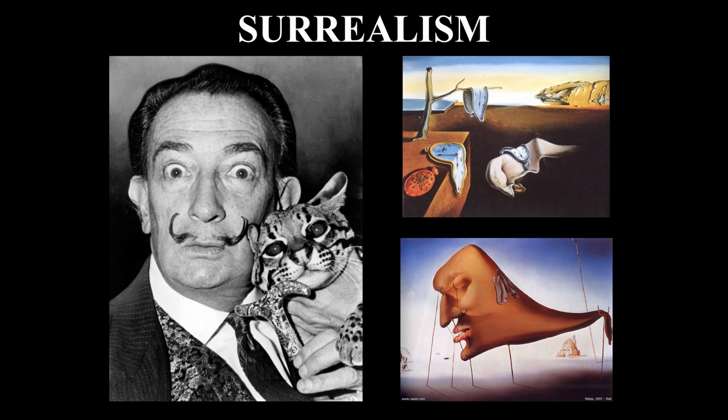So Surrealism entered the scene in 1924 after the insanity of Dada, and Surrealism was not any less crazy than Dada. The most prolific artist that worked in the Surrealist style was probably weirder than anyone that worked in the Dada style, and his name was Salvador Dali. D-A-L-I. This is a picture of him here with his mustache and his pet ocelot.